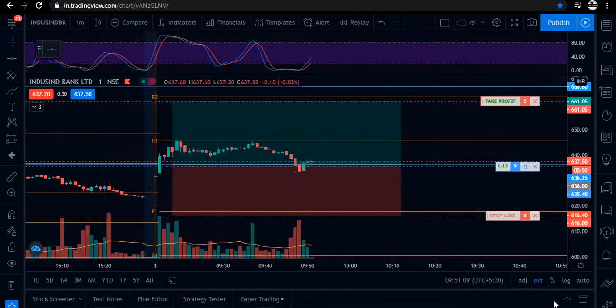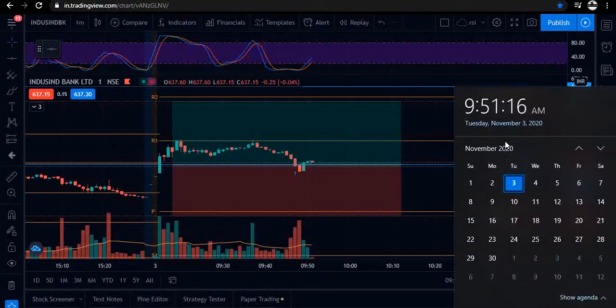Now let me show you today's date and time. So traders, today is 3rd of November 2020 and currently the time is 9:51 am.